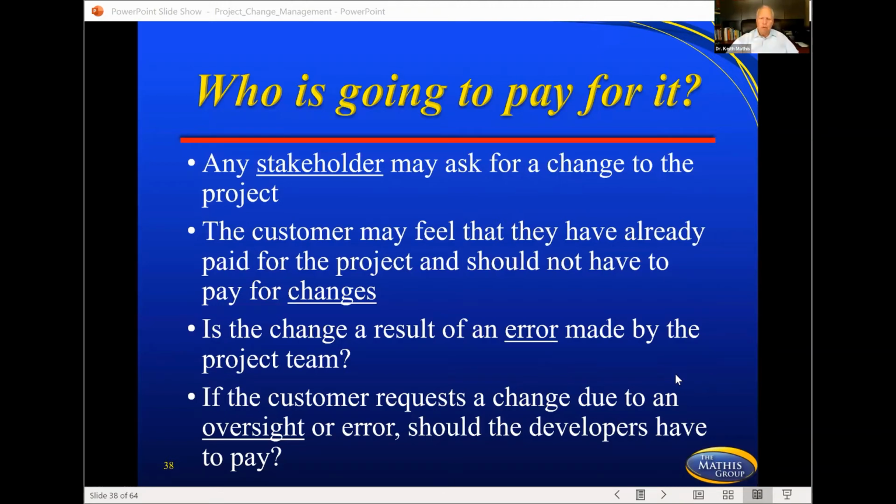If the customer requests a change due to an oversight or error, should the developers have to pay for it, or should the organization have to pay for it? And those are going to be internal discussions that will make a huge difference on what's going to be going on with this project. Okay, so next let's talk about procurement.